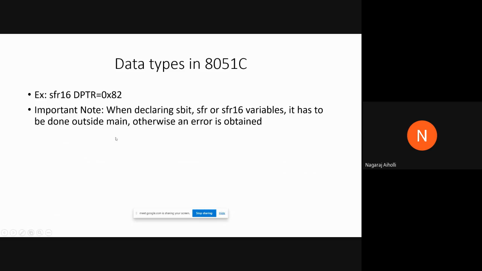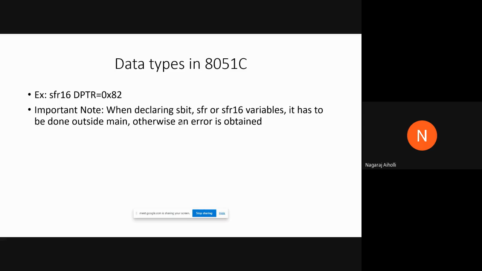There is one important note here. Whenever we are declaring sbit, SFR or SFR16 variables, that means these data types, we have to declare them outside the main function. Like when you write a program in C language, how do you write it? First you write the main program, where you declare all the variables, right? Where you write the printf statement, scanf statement, correct? That is your main program, where you define all the header files and the main part of the program, that is your initialization part. Then next comes the logic of the program that you write as a subprogram, correct?